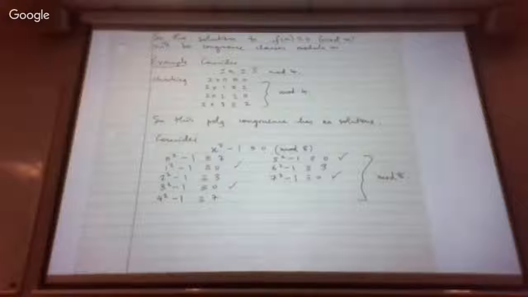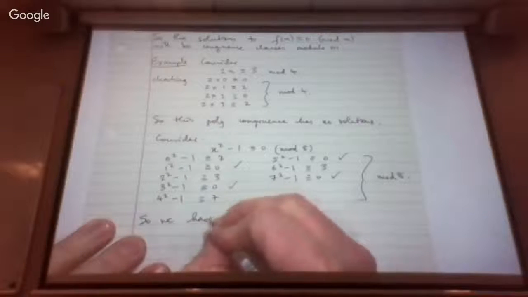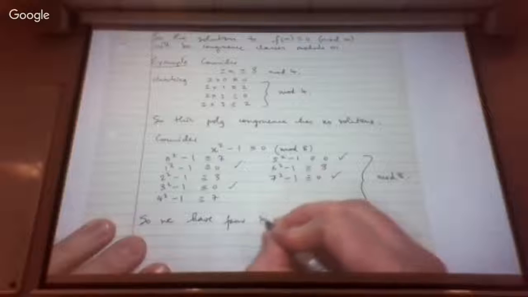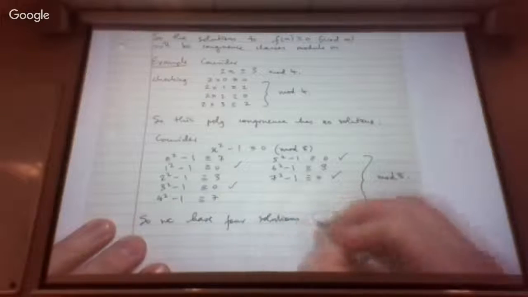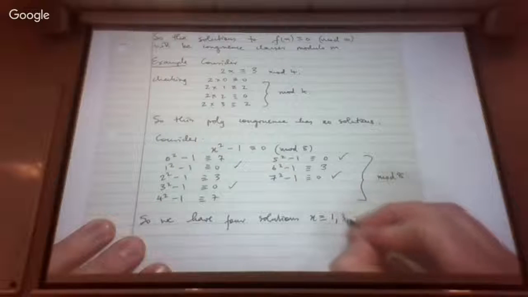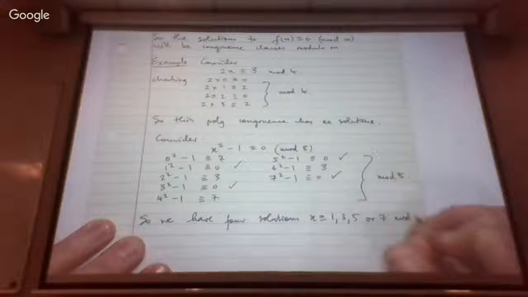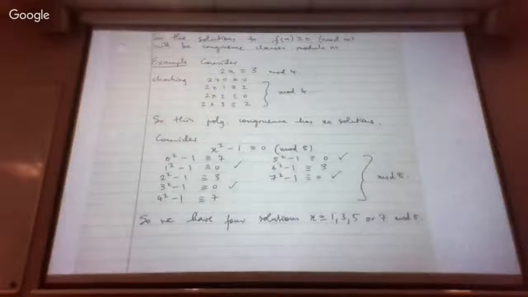Do you write the answer? Is it x is congruent to 1, is congruent to 3? Yeah. So we have 4 solutions, that is, x is congruent to, what did you say? Yeah, 1, 3, 5, and 7. Yeah, so you quote your four solutions like that.